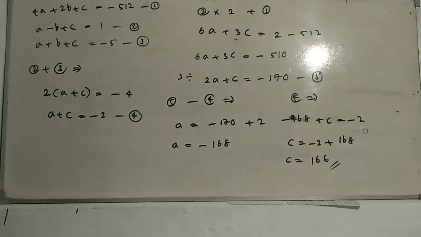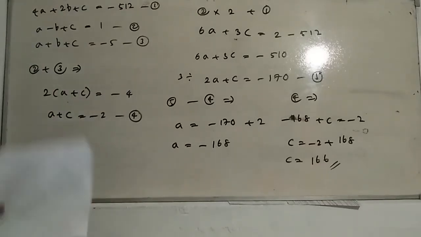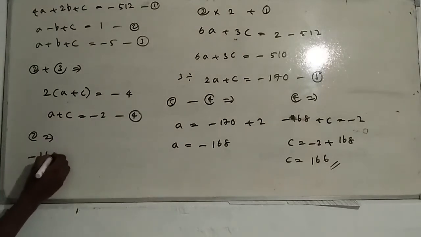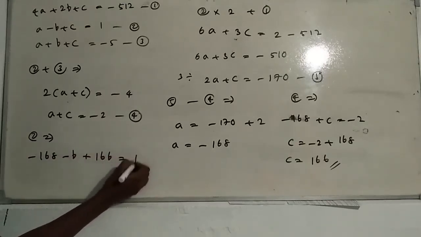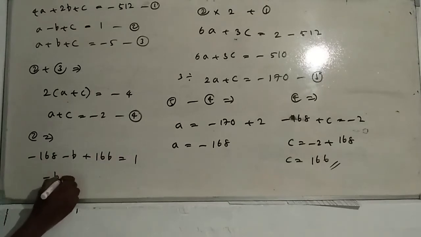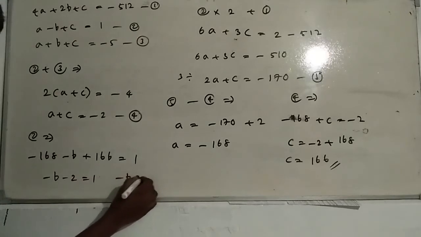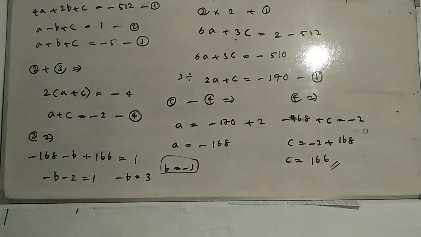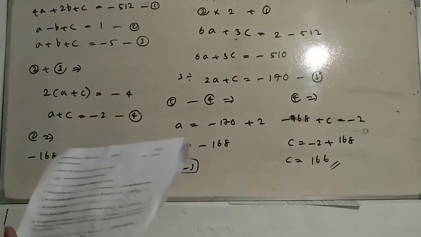Finally, we can find the value of b. For that we can use any of equations 1, 2 or 3. I use the second equation. By using the second equation, a is minus 168, minus b, plus c is 166, equal to 1. That means minus b, here minus 2, is equal to 1. So minus b is equal to 3. That means b is equal to minus 3. Those are the values for a, b and c. Again I am saying that I am not sure about the answers a, b and c. Recheck the answers for this question.